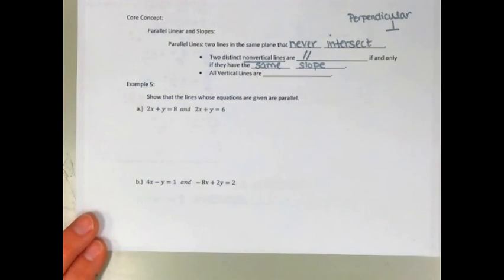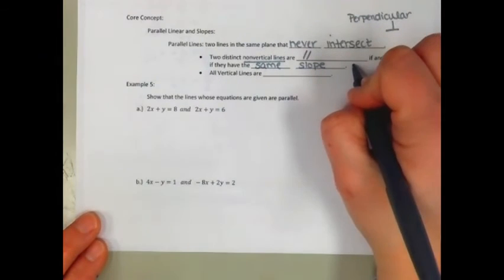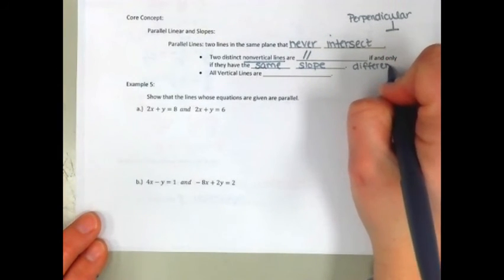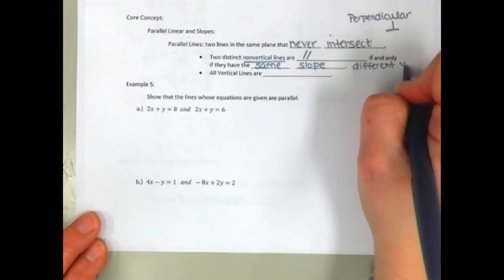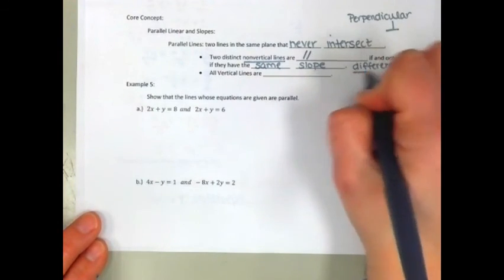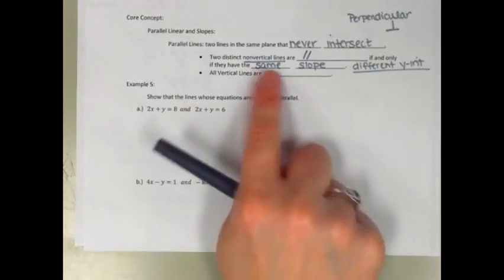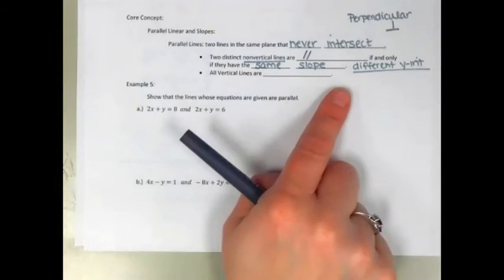Okay, same slope. What can you guys tell me about their y-intercepts though? They're going to be different. Why do you think their y-intercepts are going to be different? Right, if they have the same slope and same y-intercept, aren't they the exact same line? Then they wouldn't be parallel, would they? Because every point would be in common, correct? So parallel lines: same slope, different y-intercepts.